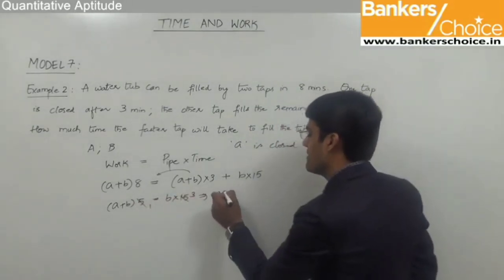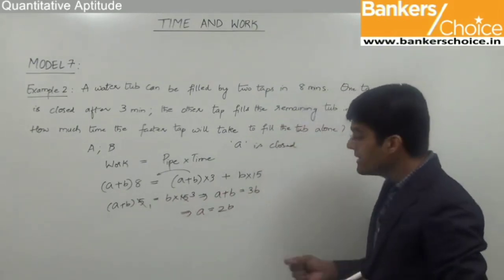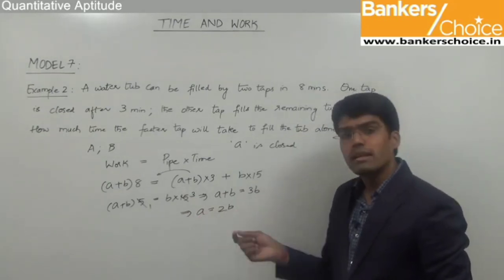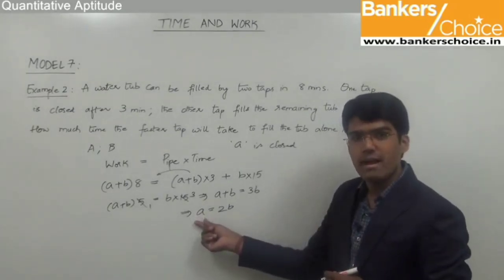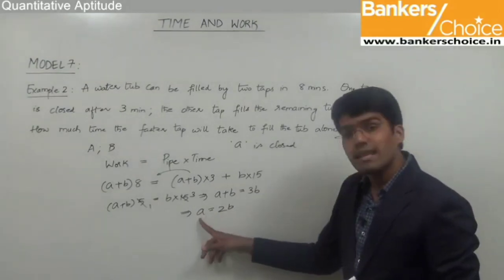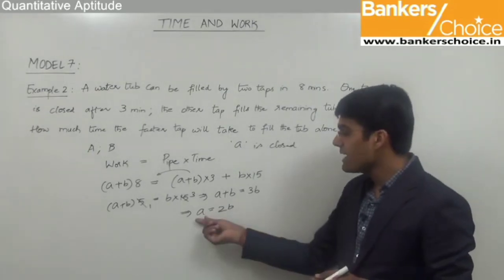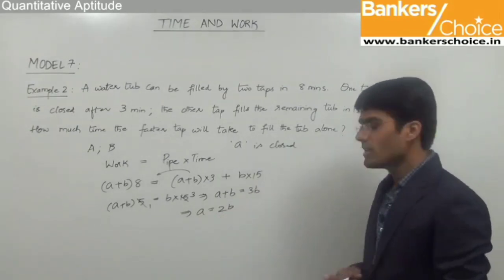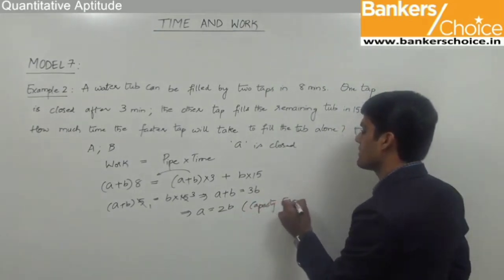So from this we can say that A plus B equals 3B, or A equals 2B. That means tap A is twice tap B. Now as already discussed, this is nothing but the relationship between the capacities of the 2 taps. That means the capacity or efficiency of tap A is twice the efficiency of tap B. That means tap A is the faster tap here, which takes less time, and tap B is the slower tap. Because tap A can work twice as fast as tap B, it is obvious that it is the faster tap and it takes less time. So this is the capacity or efficiency equation of the 2 taps.